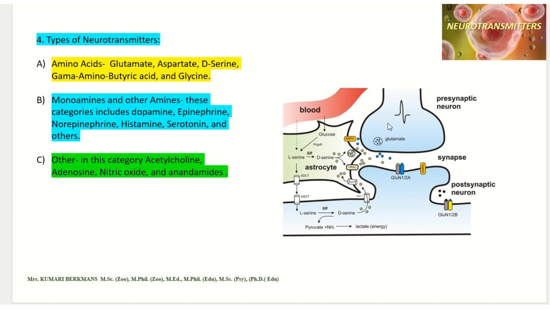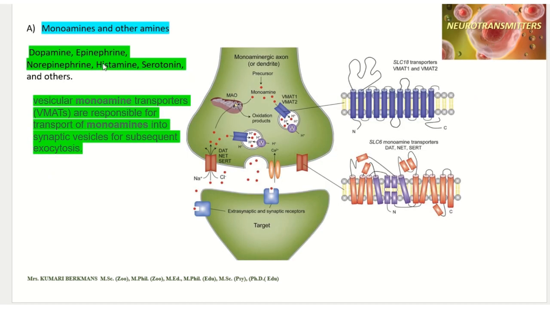Okay, and what you are seeing here is the presynaptic neuron and this is the postsynaptic neuron. Here the glutamate is released outside. So this vesicle carries the glutamate amino acid. And the second category is monoamines and other amines, isn't it? That is dopamine, epinephrine, norepinephrine, histamine, serotonin and others. And what you are seeing here is the monoaminergic axon or dendrite. It may be an axon or dendrite. They are releasing the precursor of the monoamine. Then it is released outside, and next, the synaptic receptors are receiving.